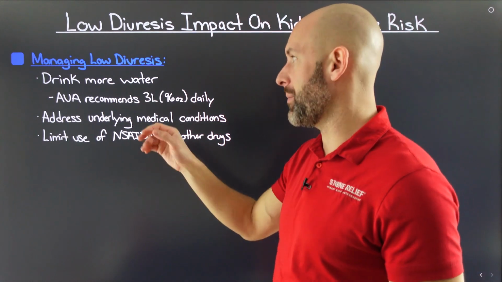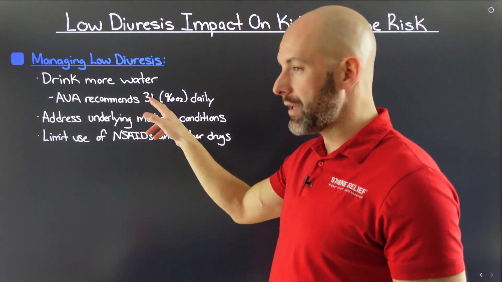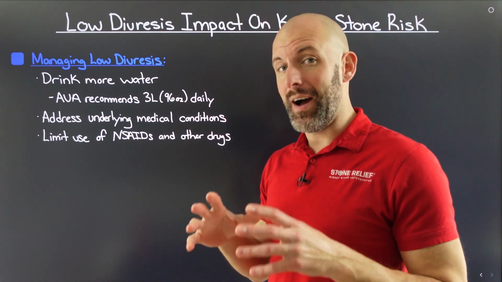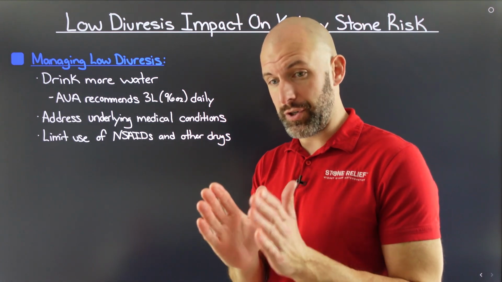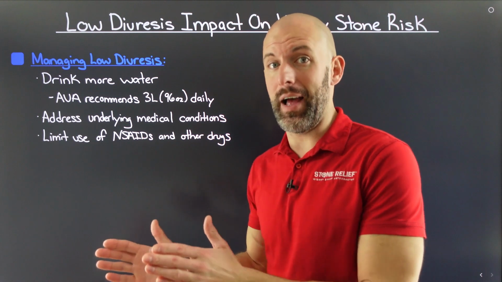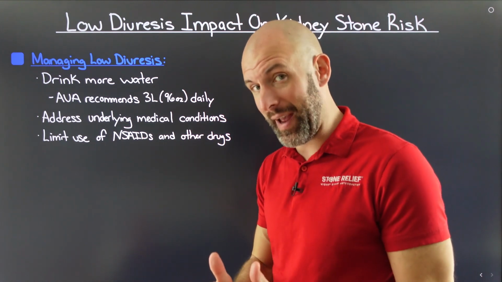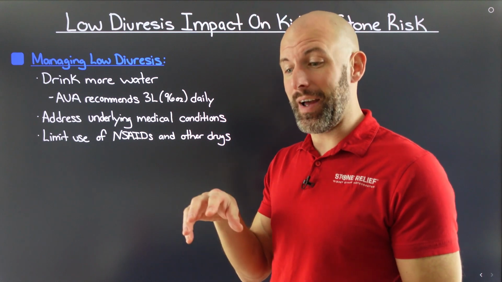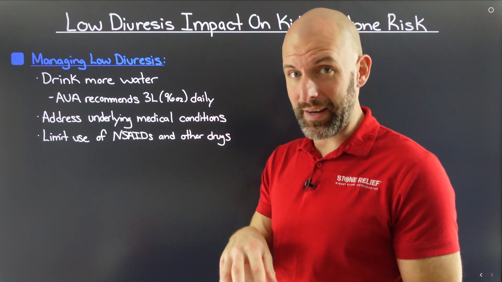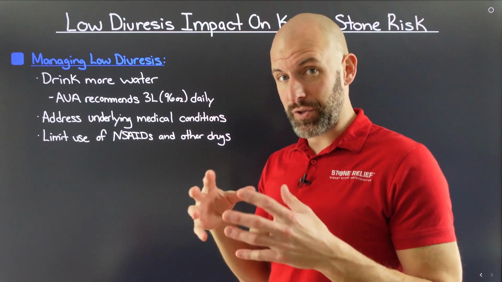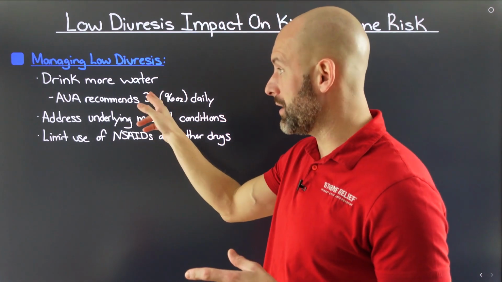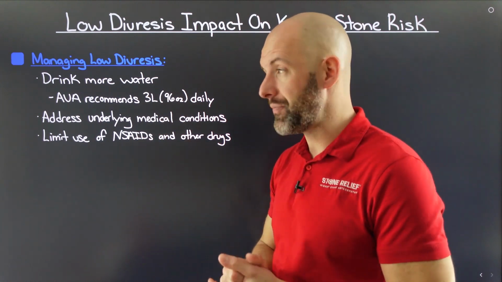The American Urological Association recommends minimally 3 liters, which is roughly 96 ounces of water on a daily basis, in order to achieve adequate hydration that's going to allow you to pass the amount of urine you need to pass to make sure urine concentration doesn't get too high, and that you're not providing too much time for those stone-forming elements to bind together and form kidney stones. So 3 liters is a great place to start.